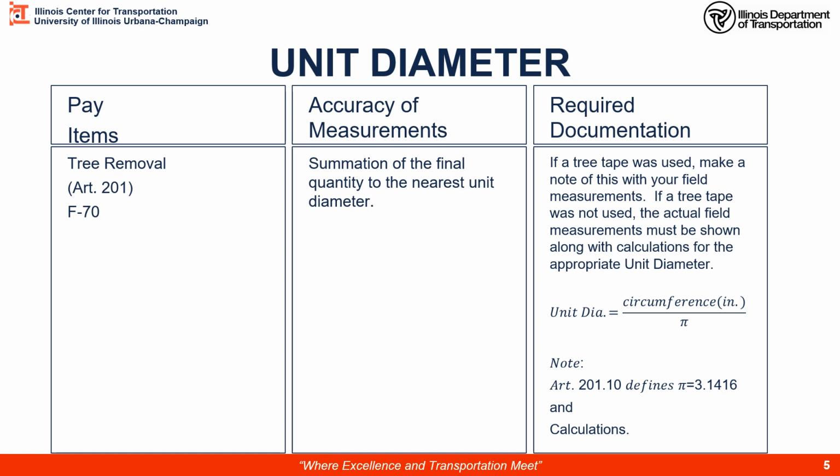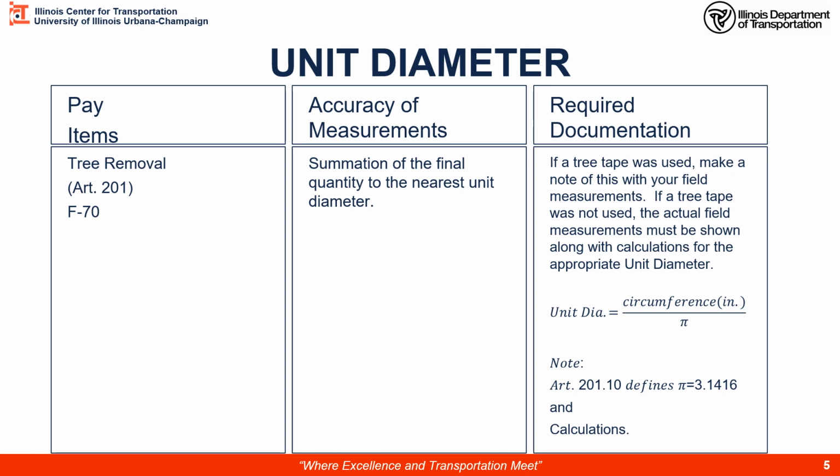Let's cover unit diameter. This is for tree removal under Article 201. We'll cover documentation page F70 in your guide a little bit later in this section. The accuracy of measurement for quantity is to the nearest unit diameter. Now, the unit diameter is the only item that requires the documentation of what type of measurement device has been used.